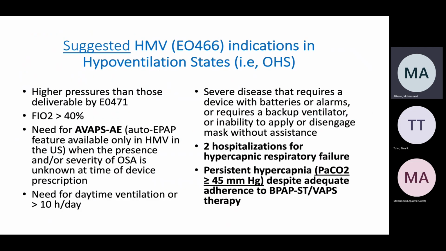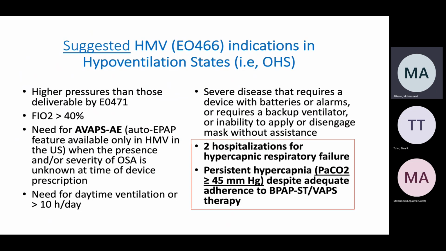So what we do, and there's no clear guidance from the CMS on when to request the home vent, which is the Trilogy, the Philips Respironics, part of the home vent, we just go straight to justifying that patients were admitted more than once with acute and chronic hypercapnic respiratory failure, or they continue to have PaCO2 more than 45 despite being on BiPAP-ST or AVAPS. So you go directly to that, and this is what gets them.